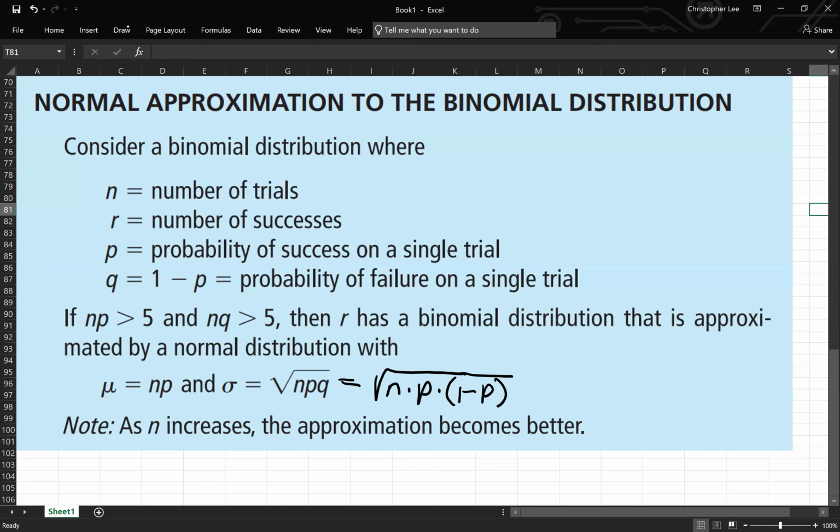Let's rewrite that formula to say it like this: n times p times 1 minus p. That makes it a little bit nicer. So note, as n is increasing, the approximation becomes better. We remember from our central limit theorem that as our n gets larger, our distributions approximate themselves to a normal distribution. That's where that's coming from.